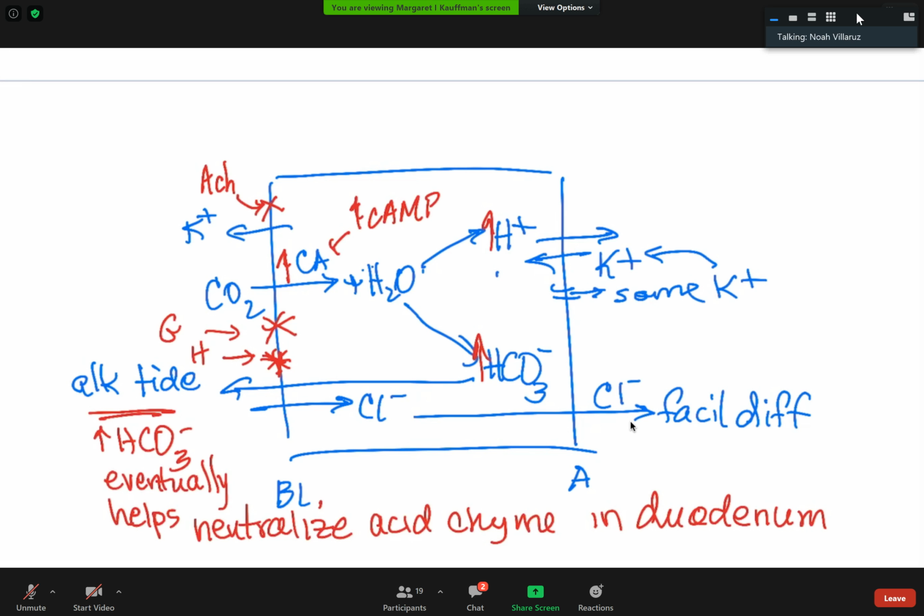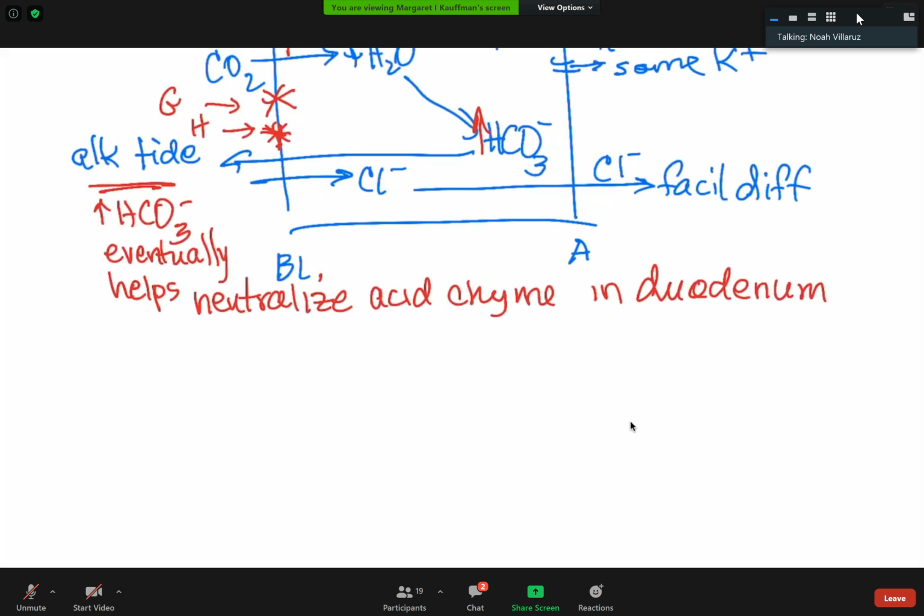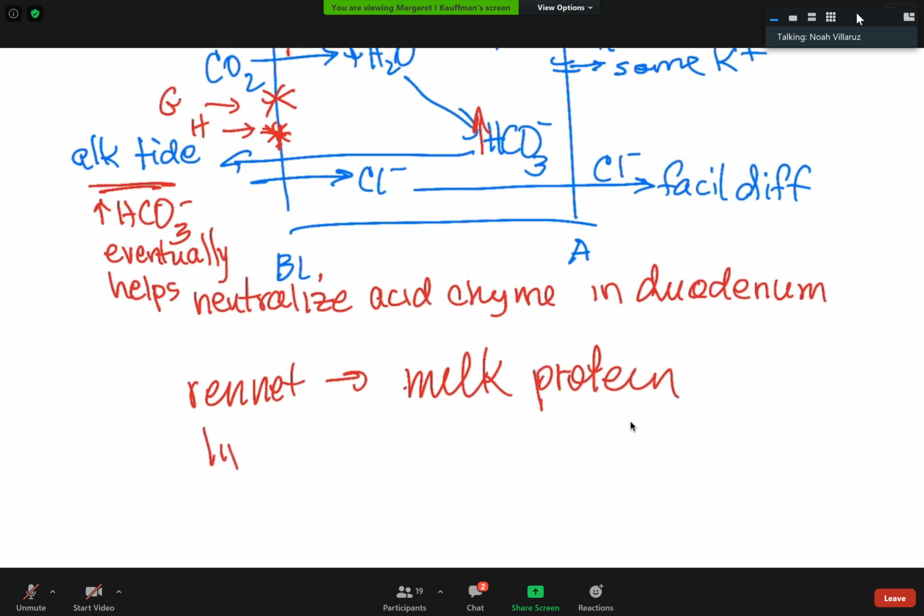Renin is an enzyme that digests the milk protein casein, whereas lipase will digest triglycerides. And then intrinsic factor allows for the absorption of vitamin B12 by the small intestine. So this can prevent pernicious anemia.